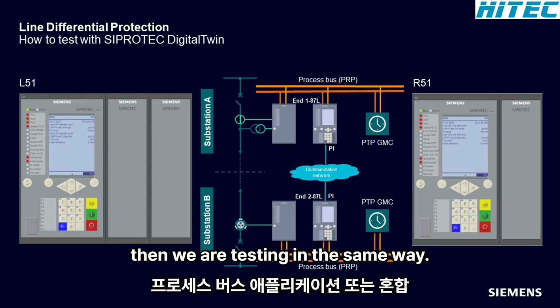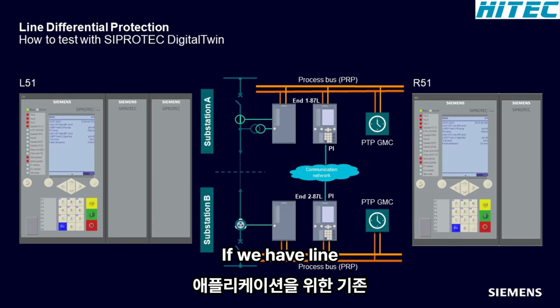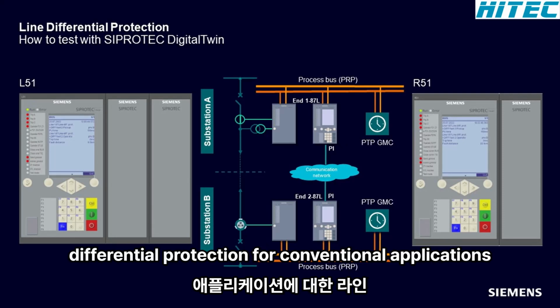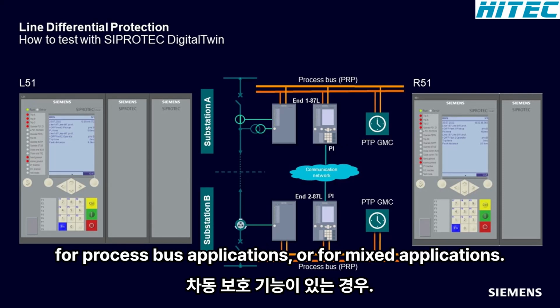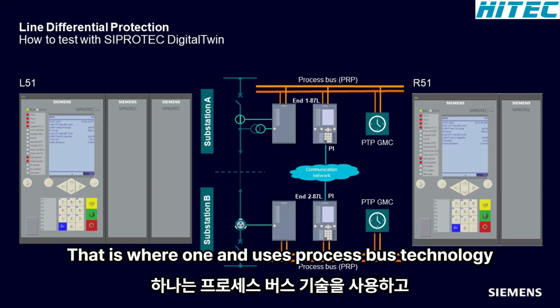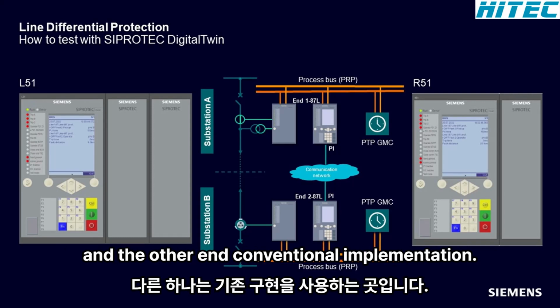From that perspective then, we are testing in the same way if we have line differential protection for conventional applications, for process bus applications or for mixed applications. That is where one end uses process bus technology and the other end conventional implementation.